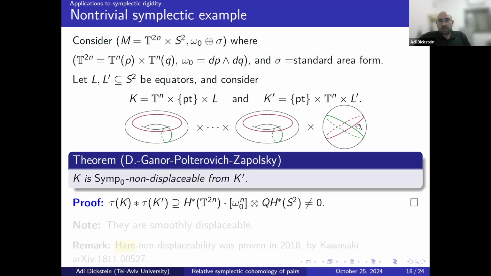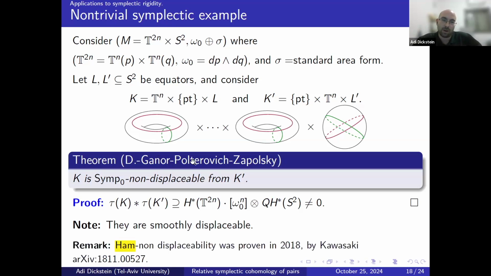Also, just to say that with smooth, or more than that, volume preserving isotopies, we can displace K from K prime, and the case of Ham non-displaceability was proven by Kawasaki.